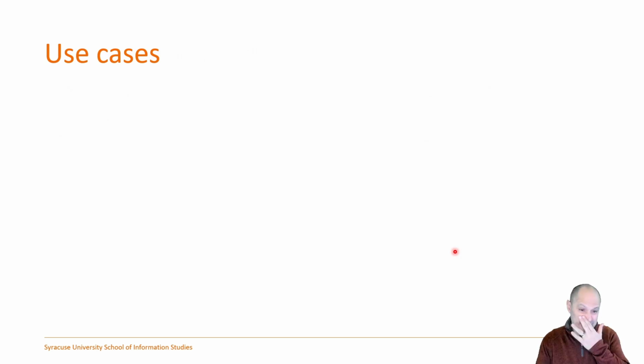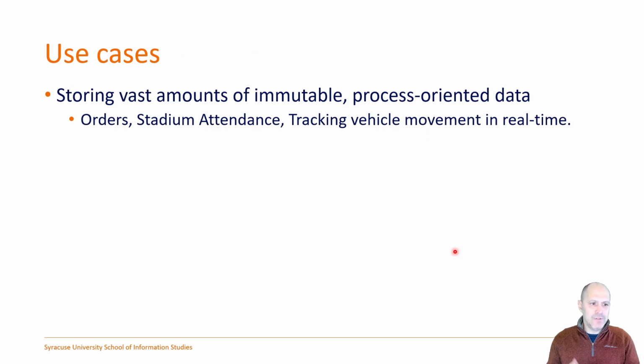Okay, here's some use cases for wide column. We have storing a lot of data, a lot of immutable data. That is, it's create, read. Okay, we're not going to do any updates or deleting. And it's process oriented, like orders, scanning concert tickets, vehicle movements in real time.